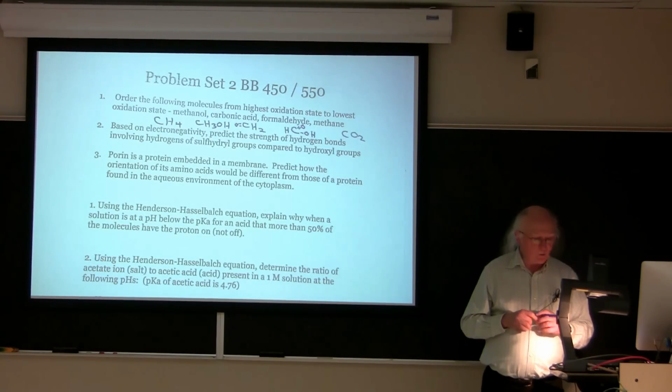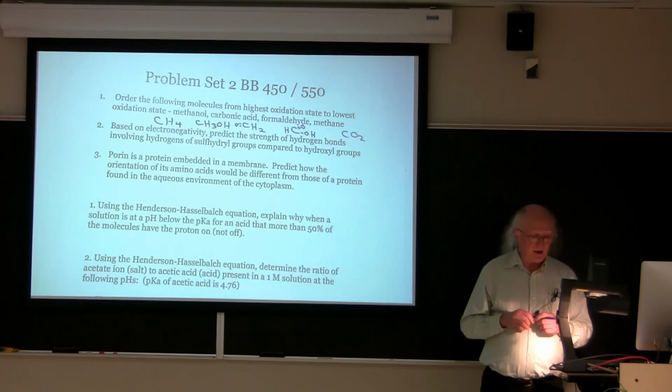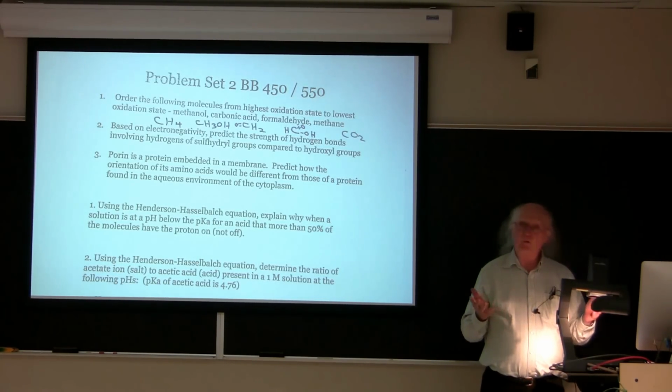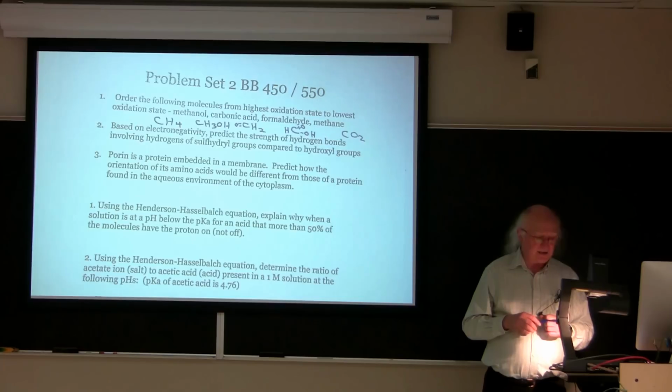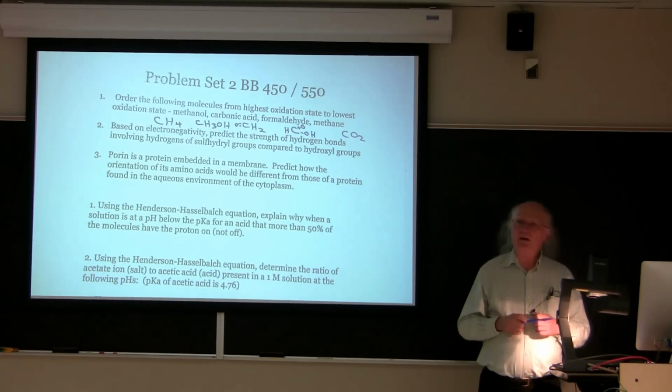The first question asks students to order the following molecules from highest oxidation state to lowest oxidation state. And it gives 4 molecules: methane, carbonic acid, formaldehyde, and methane. Well, I start this by thinking about oxidation state, reminding everyone, of course, that oxidation involves the loss of electrons and reduction involves the gain of electrons.